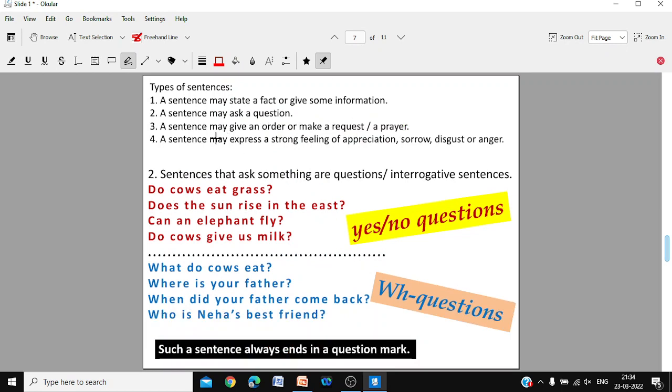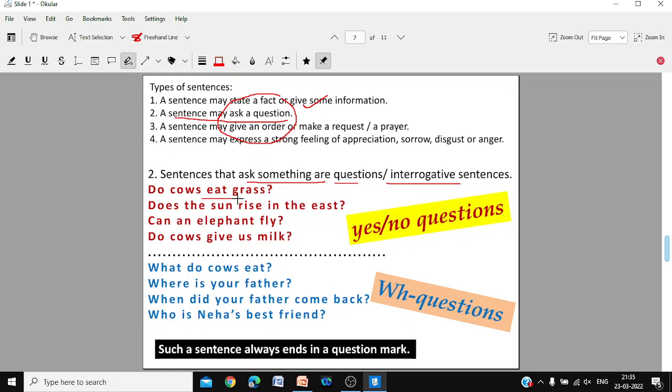Next, now deliberately we have repeated this part, what a sentence can do. The first we have already dealt with. Now the second one, it may ask a question. It will ask you something. They are questions. They are also called interrogative sentences.